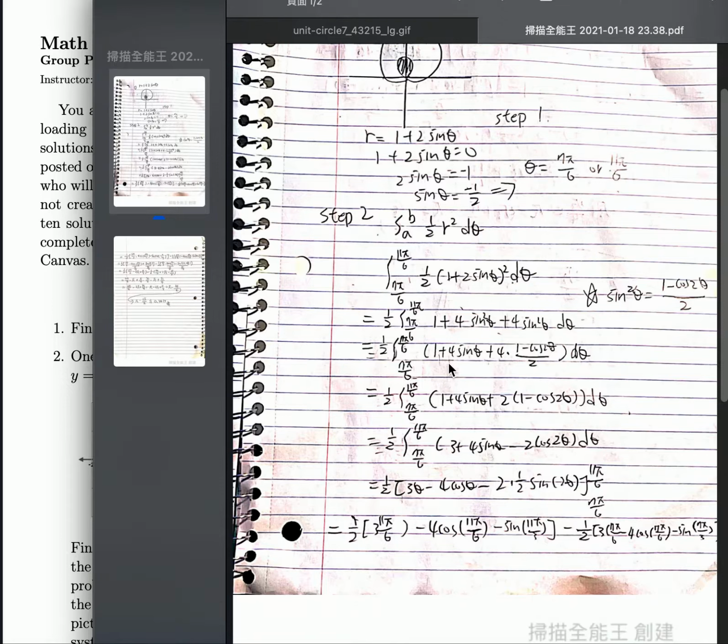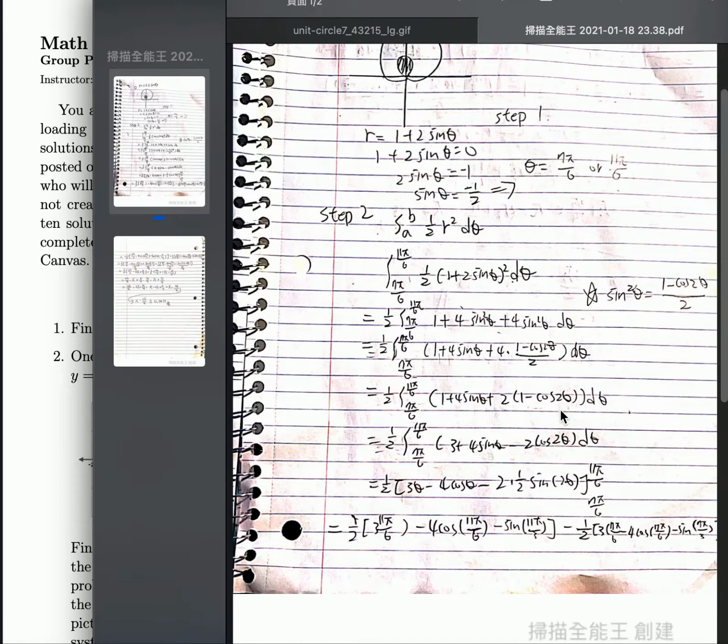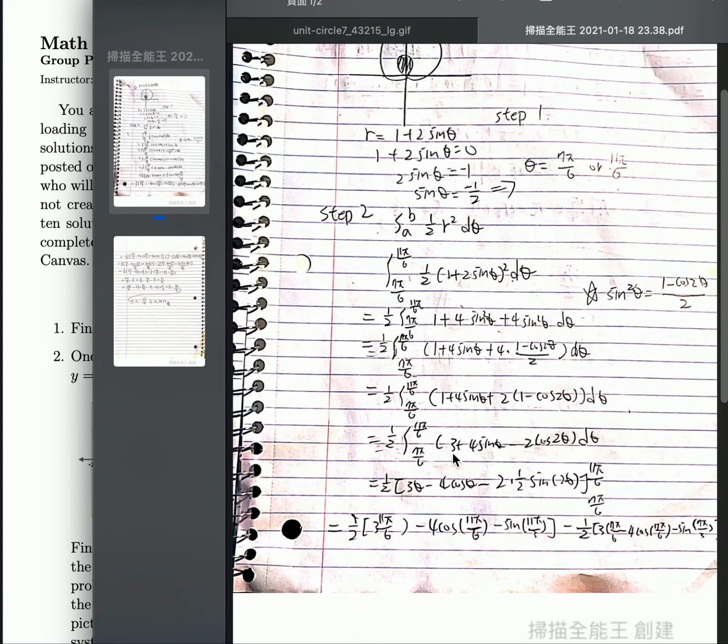And for this situation, we use this formula, it's easier to simplify. So now we got 1/2 (1 plus 4 sine theta plus 2 (1 subtract cosine 2 theta)). So now we want to integrate here. So we got 1 over 2 [3 theta, subtract 4 cosine theta, subtract 2 times 1 over 2 sine 2 theta].